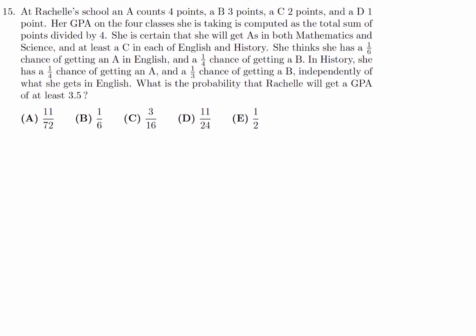At Rachel's school, an A counts 4 points, a B 3 points, a C 2 points, and a D 1 point. Her GPA on 4 classes she is taking is computed as the total sum of points divided by 4. She is certain that she will get A's in both math and science, and at least a C in each of English and history. She thinks that she has a 1/6 chance of getting an A in English and a 1/4 chance of getting a B. In history, she has a 1/4 chance of getting an A and a 1/3 chance of getting a B independently of what she gets in English. What is the probability that Rachel, however you pronounce it, will get a GPA of at least 3.5?